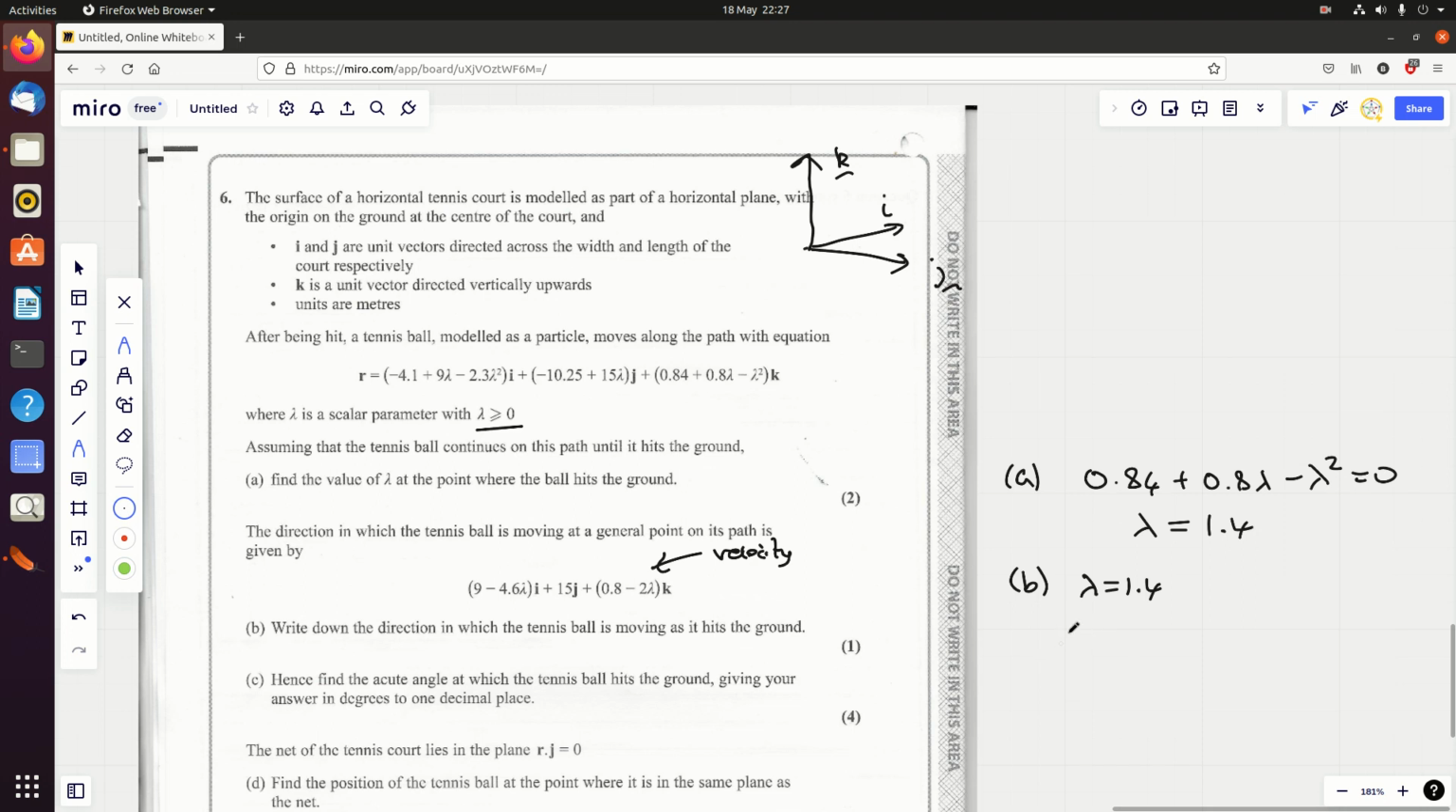And I get the direction is 2.56, 15 and minus 2. Let me know if I've actually plugged that in right. I think I've plugged it in right, but maybe I should just quickly do it again. 9 minus 4.6 times 1.4, 2.56, yeah, that's good. 15's fine, and then 0.8 minus 2 times 1.4, because the next question depends on this, you get minus 2. Good.